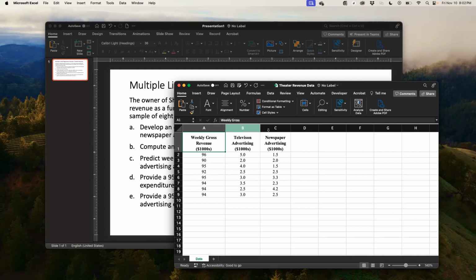And then television advertising and newspaper advertising will be our input variables or independent variables. So those are some terms that you can call them. So basically like X1 and X2, and then this would be Y. So you can see that it's in thousands. So this would be 96,000, this would be 5,000, this would be $1,500.